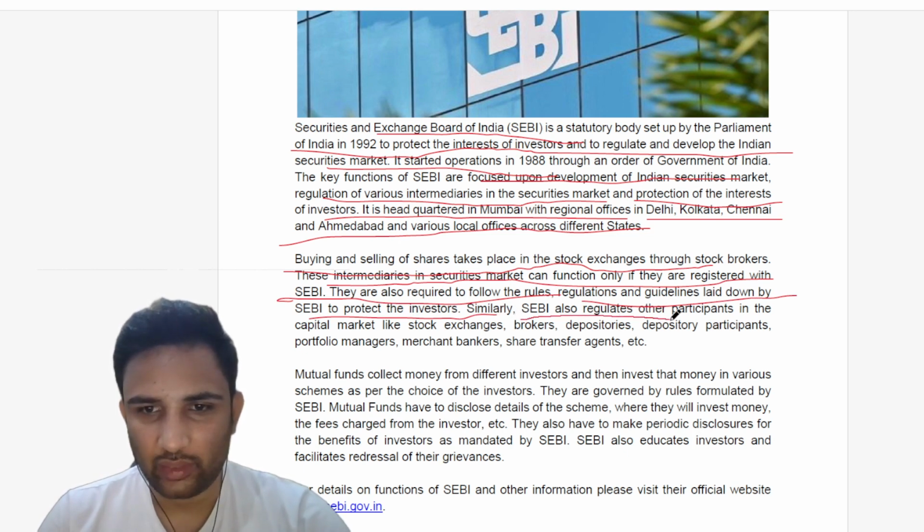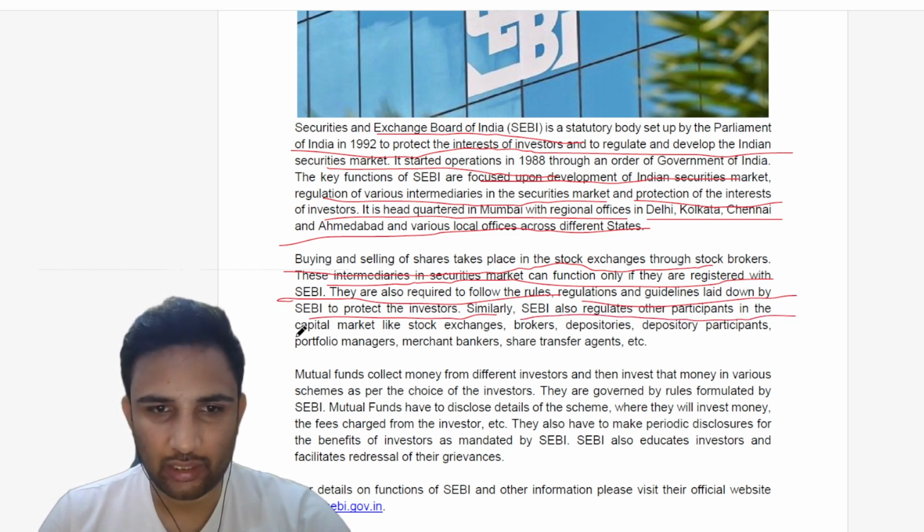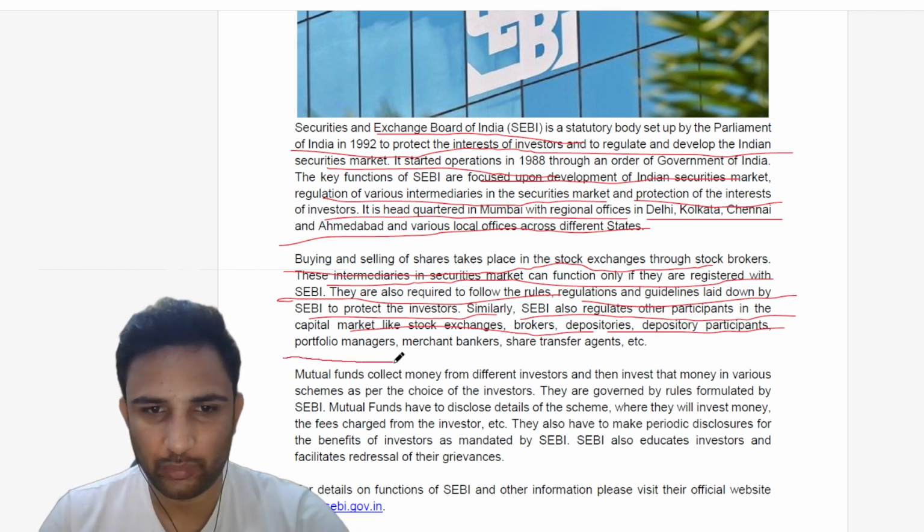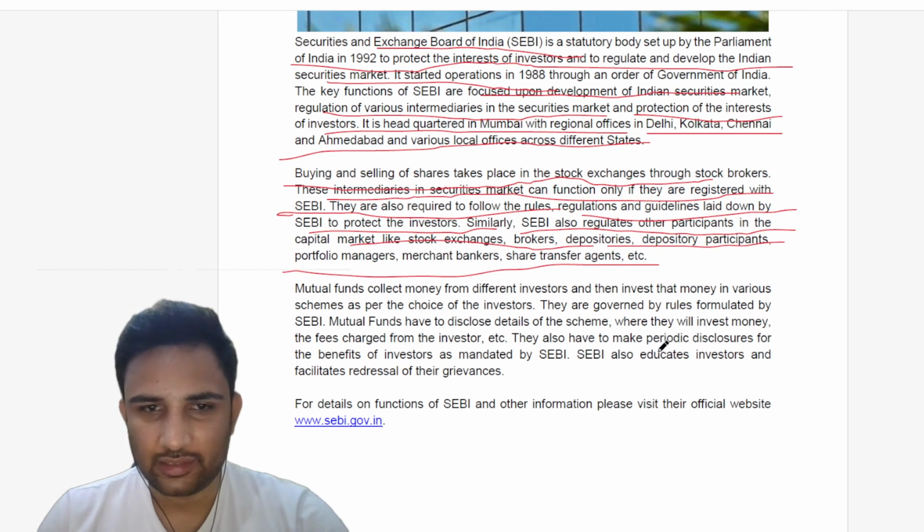Similarly, SEBI also regulates other participants in the capital market: stock exchanges, brokers, depository participants, portfolio managers, market makers, share transfer agents, etc.